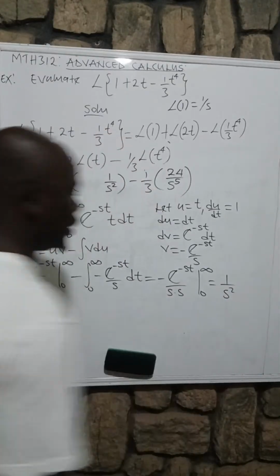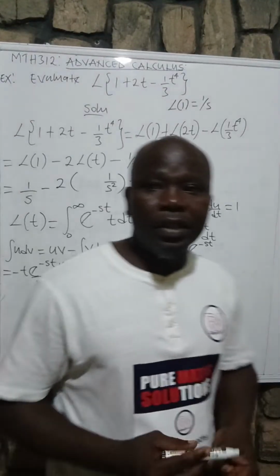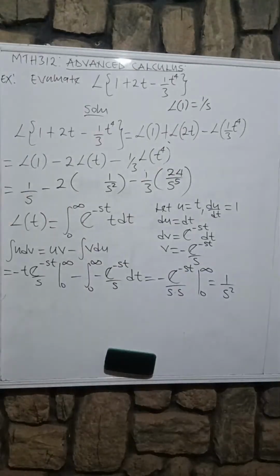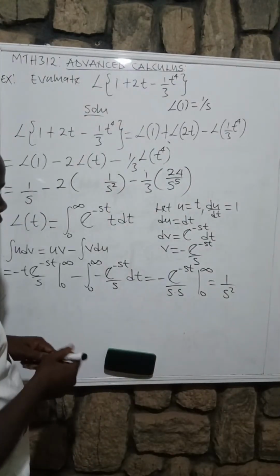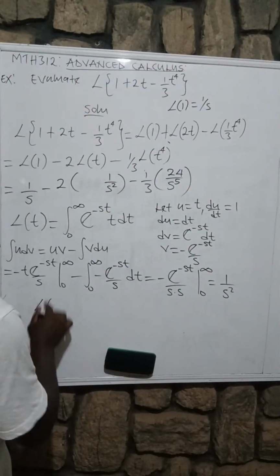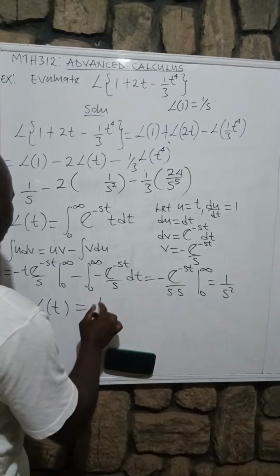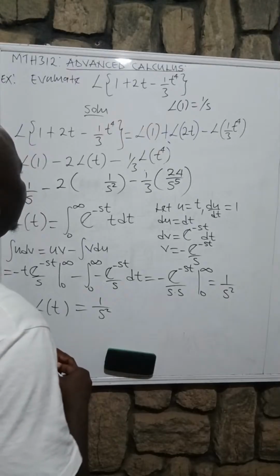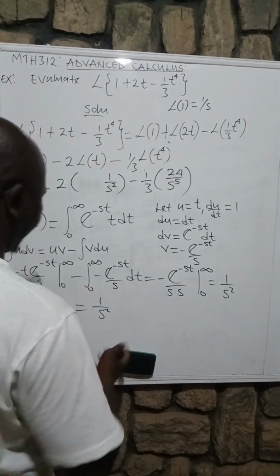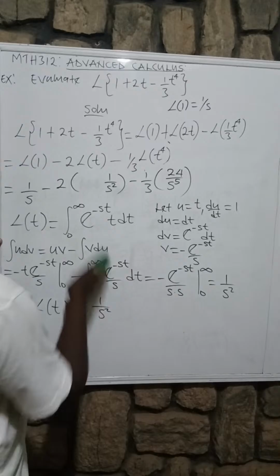1 all over s squared. Do you agree with me, please? Sorry for that error. That is mathematics for you. So it means Laplace of t will give us 1 all over s squared. So far so good. Let's proceed.